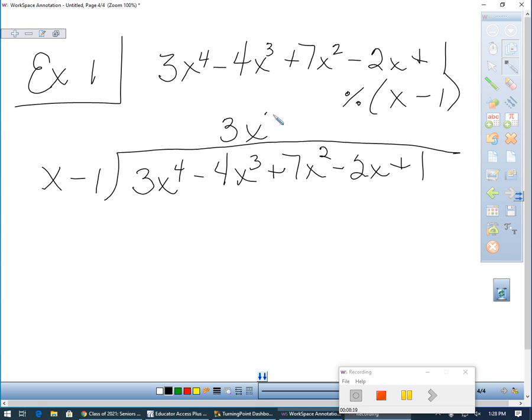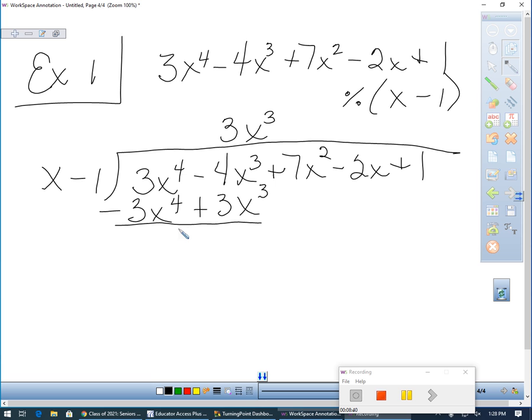3x to the 3rd, right? I put it right above my 3, so I keep everything lined up. 3x to the 3rd times x is 3x to the 4th. 3x to the 3rd times negative 1 is negative 3x to the 3rd. Those first terms should always drop out, okay? So we're going to draw our line, change our signs.